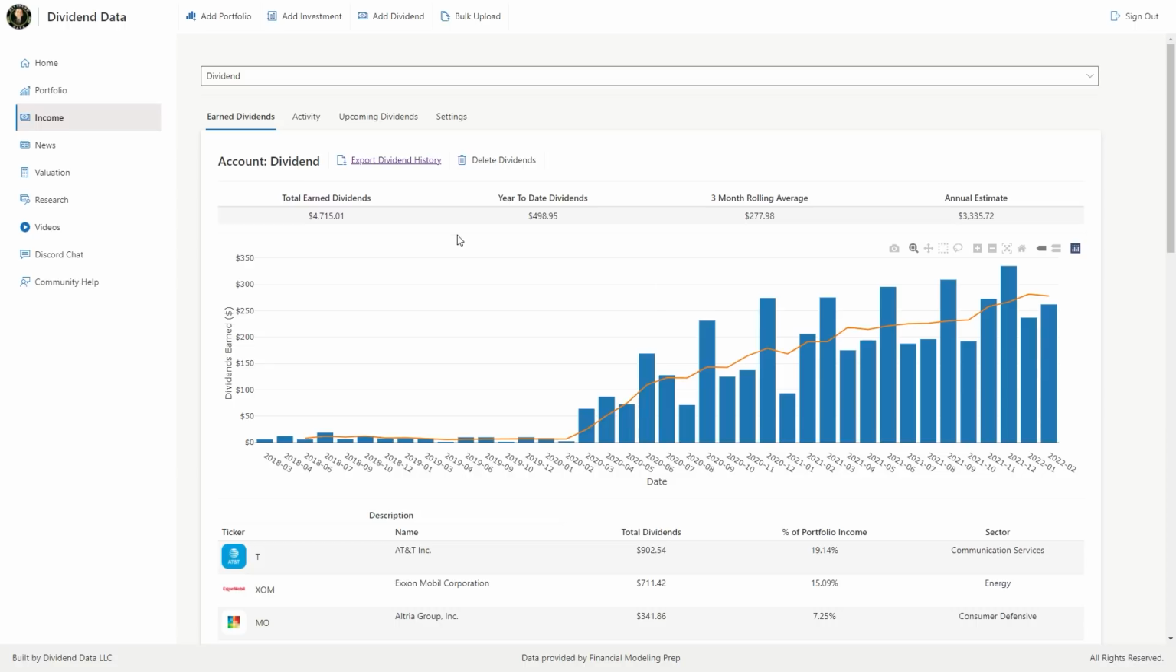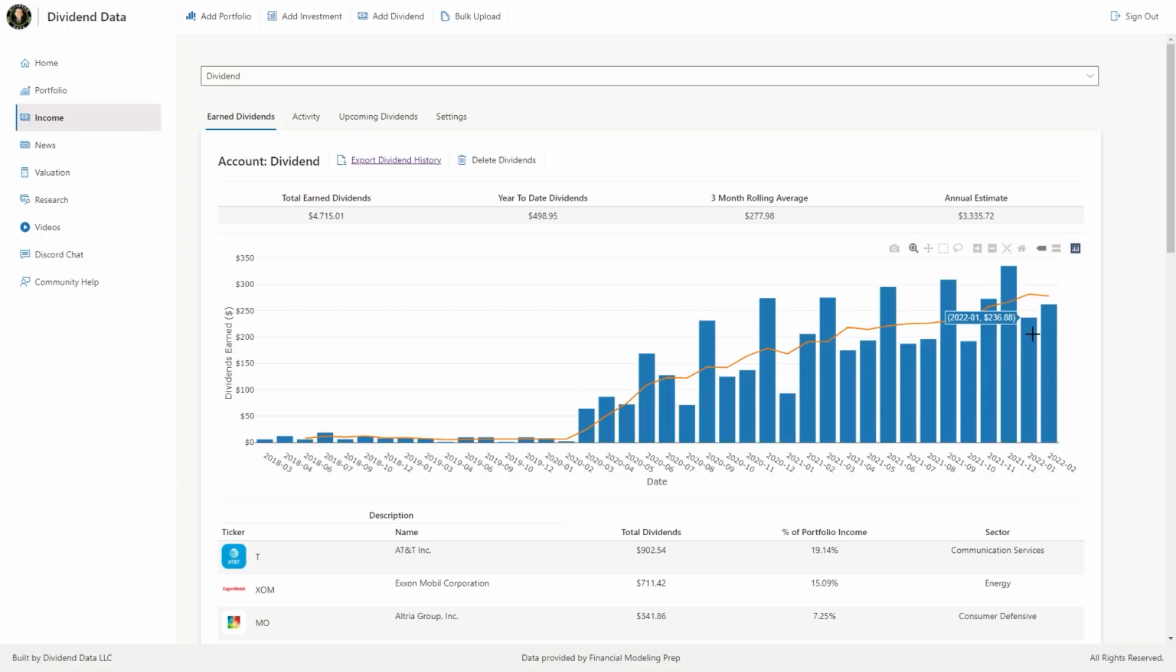In total, I've earned $4,715 in dividends. So far in 2022, I've earned $498.95. My 3-month rolling average is $277, which projects out to an annual estimate of $3,335. Here you can see how my dividend income has grown over time.